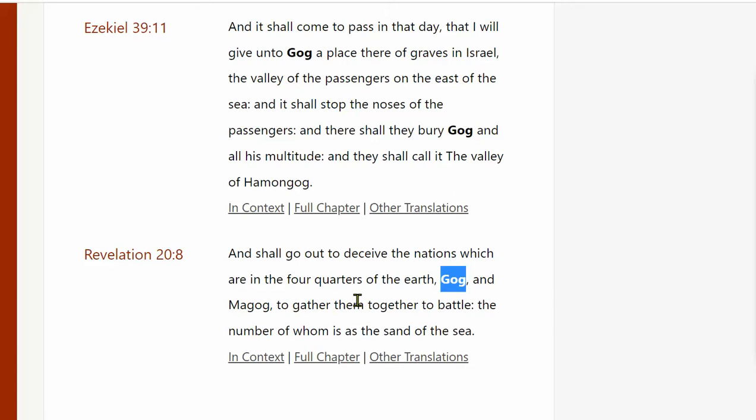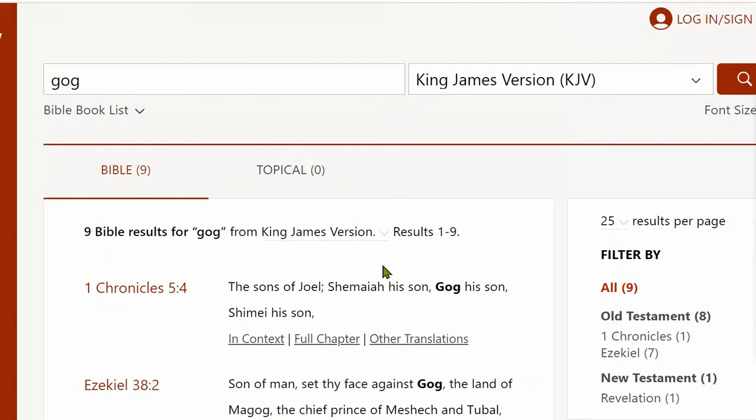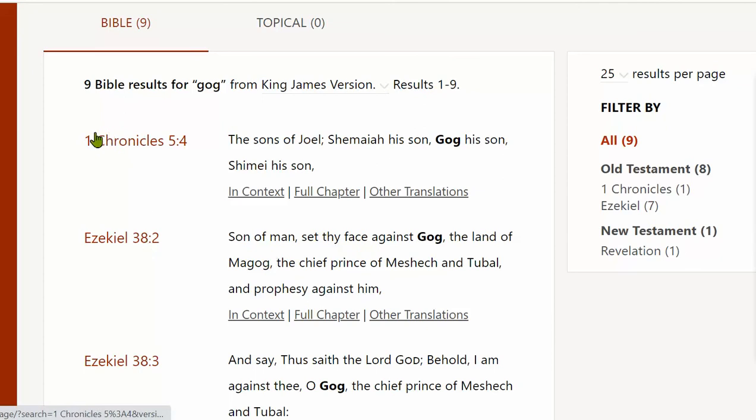But if we look at the genealogy of Noah, from Japhet, we don't have Gog, we have got Gomer, but we have got Magog. So here it shows that Gog is also a nation, but it's not mentioned, because we have got Gomer mentioned, or Gog is Gomer. So let's go to the first verse which we get in First Chronicles 5:4.